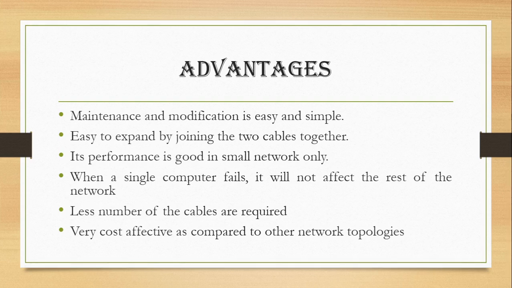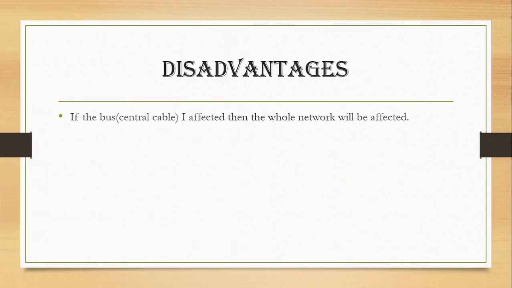Now let's discuss the disadvantages of bus topology. If the bus or the central cable is affected, then the whole network will be affected, as the central cable acts as the backbone of the network. So if it gets damaged, it will affect the whole network. The whole network will be shut down. It will stop working if the central cable is damaged.